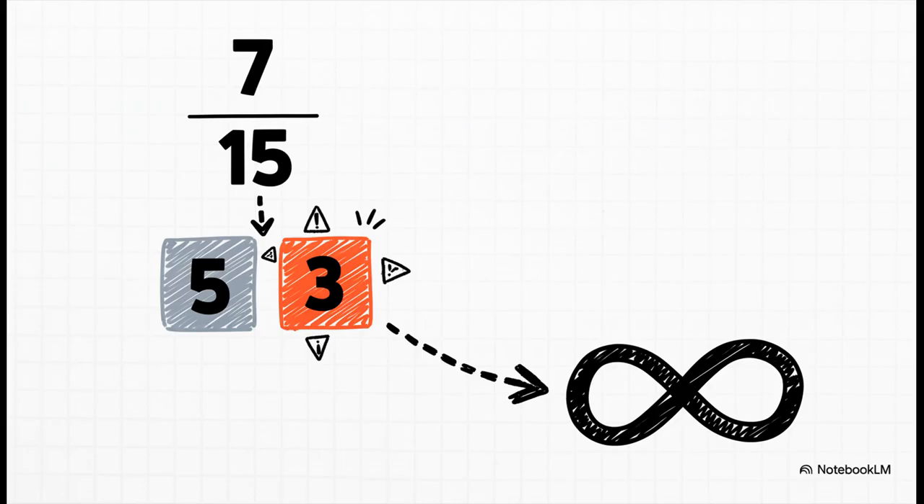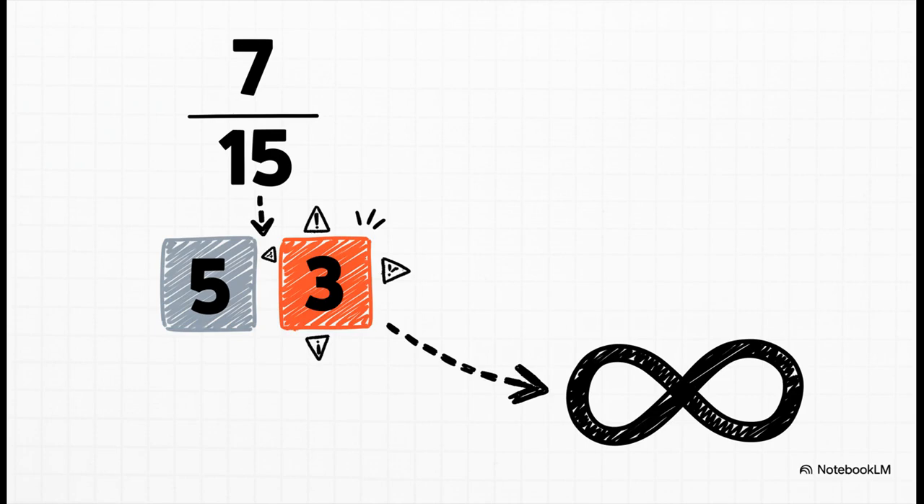That's fine. But look, there's a 3 in there, and 3 is not a 2 or a 5. That 3 is our troublemaker. It breaks the rule. As soon as you see a prime factor that isn't a 2 or a 5, bam, you know it's going to be an infinite decimal.